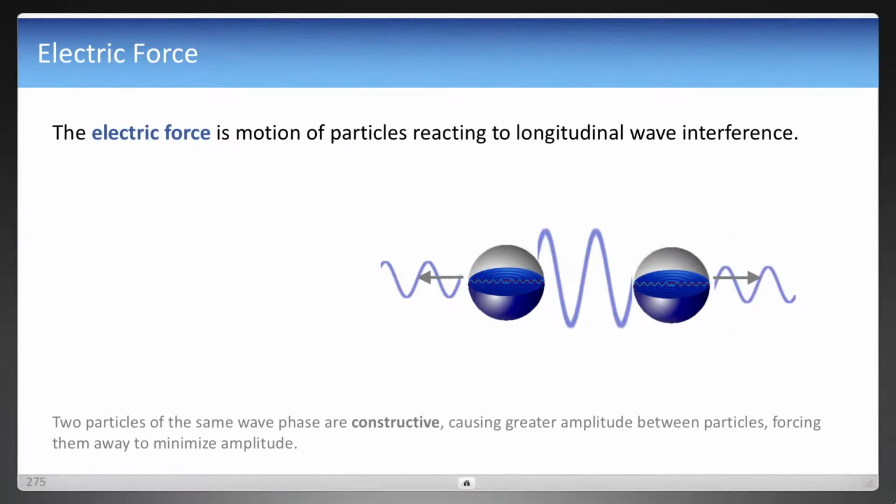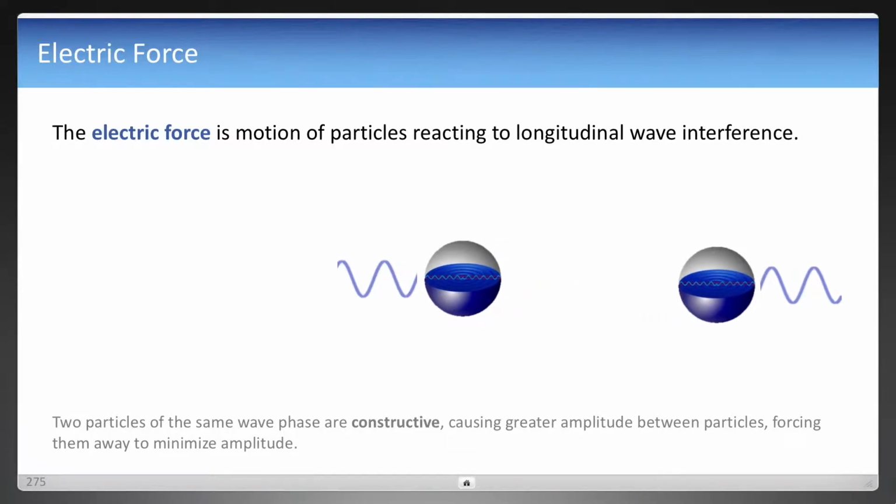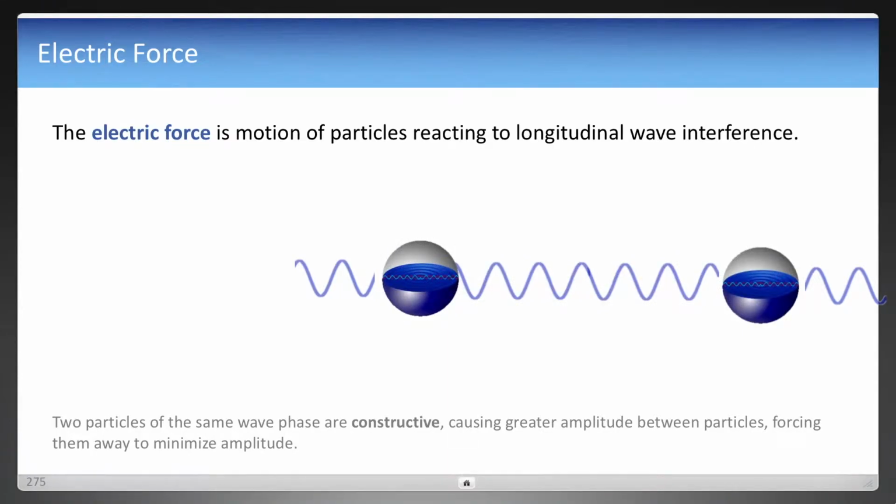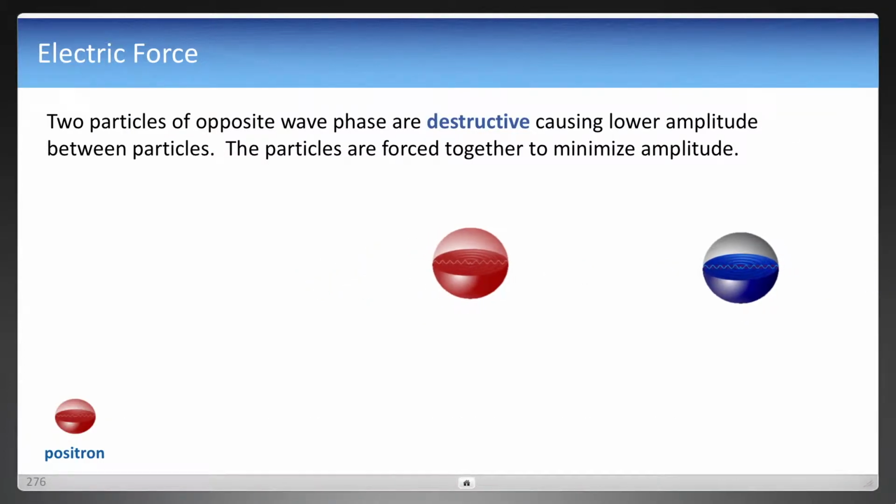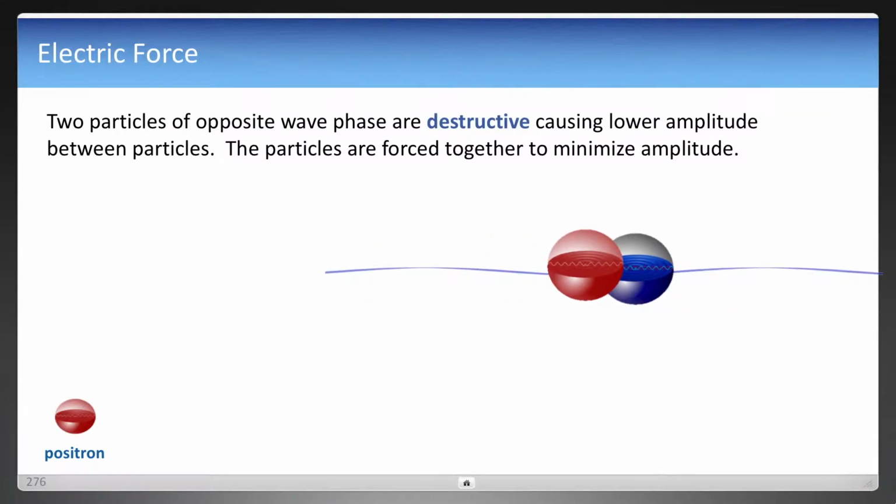Now forces. The electric force is motion of particles reacting to wave interference. Two particles that exist on the same wave phase of these standing wave nodes have constructive interference between them, and so, by the rule to minimize wave amplitude, they separate until the amplitude is minimized. Particles of opposite phase on the standing wave nodes have destructive interference between them, causing wave amplitude to be lower between those two particles, and they then are attracted to each other. What's red is the positron.